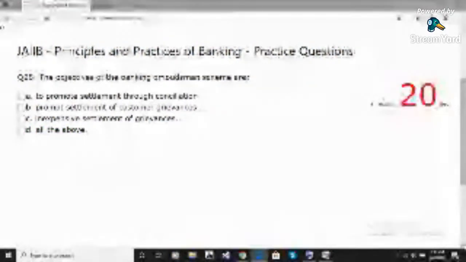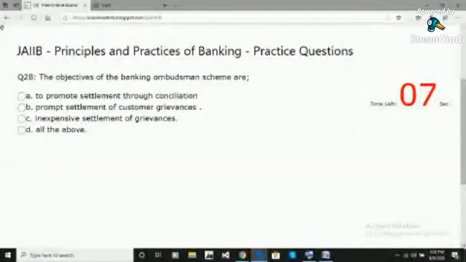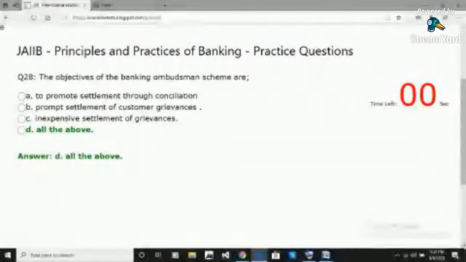Question 12. Objectives of the banking ombudsman scheme are. Option A. To promote settlement through conciliation. Option B. Prompt settlement of customer grievances. Option C. Inexpensive settlement of grievances. Option D. All the above. Answer D. All the above.